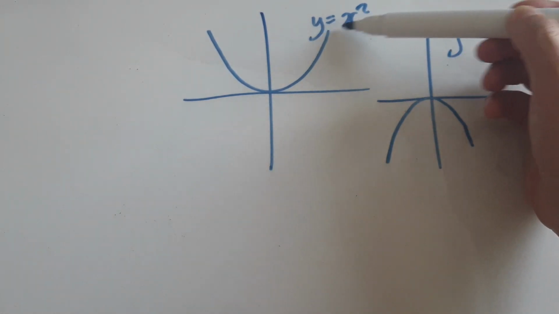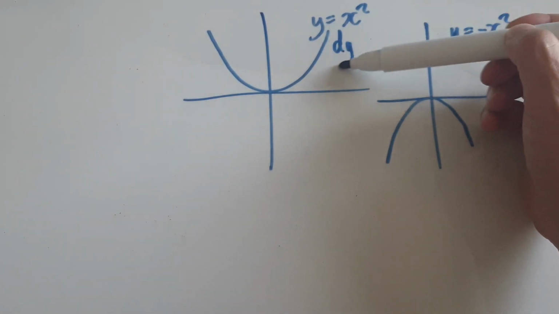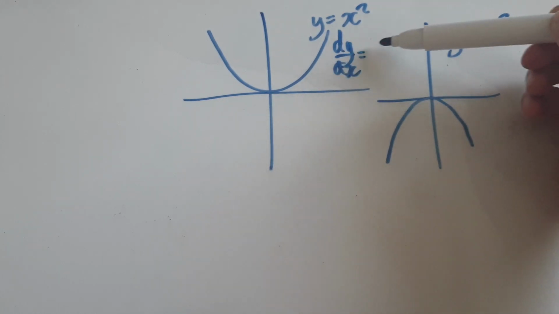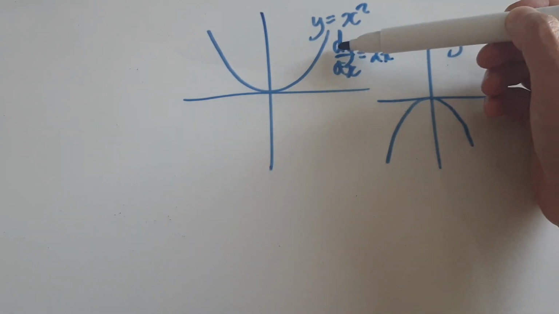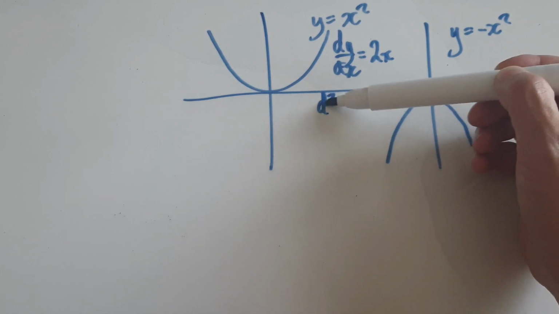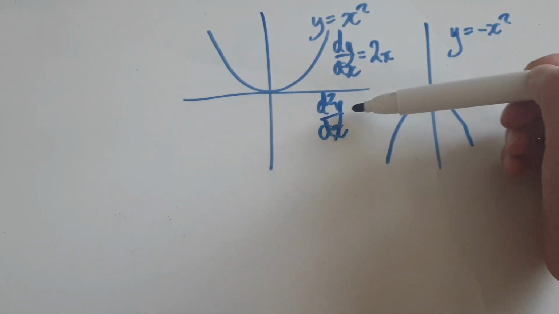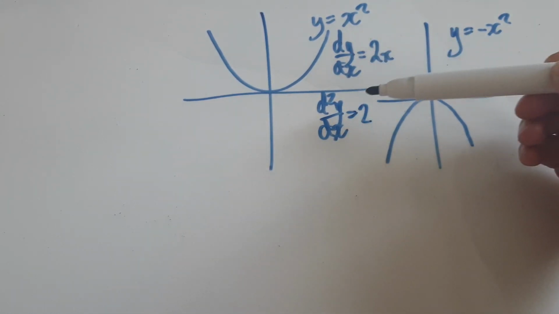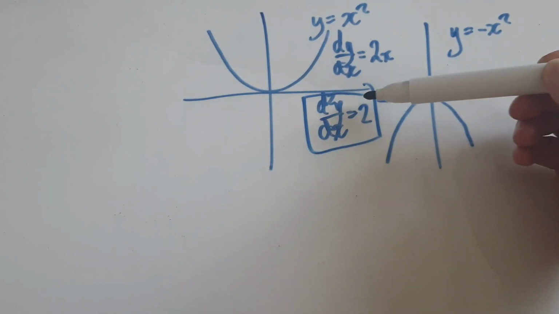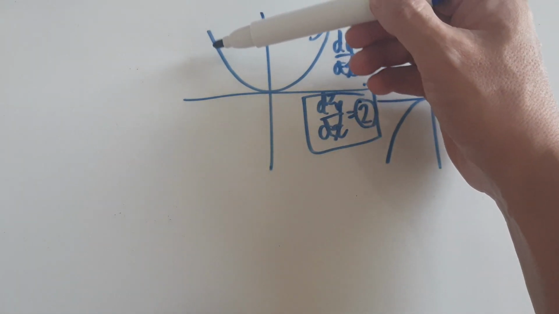So you have a graph y equals this. If you differentiate it, dy by dx will be 2x. And then if you differentiate it again, d squared y by dx squared would be 2. So this number here, if this is bigger than 0, then it concaves upwards.